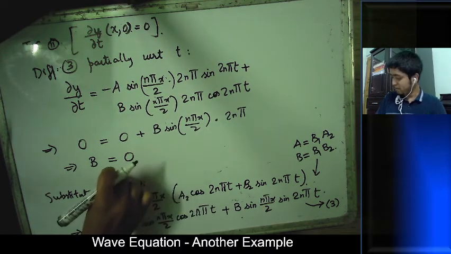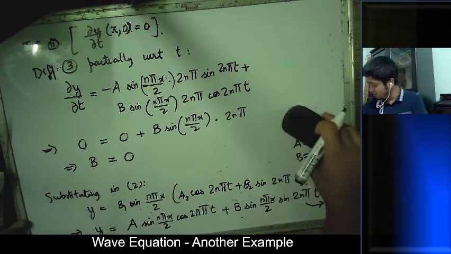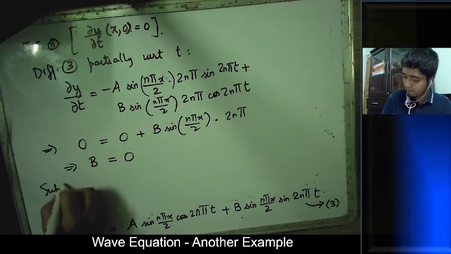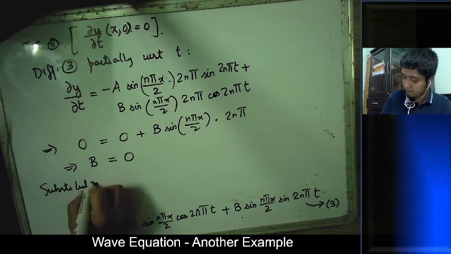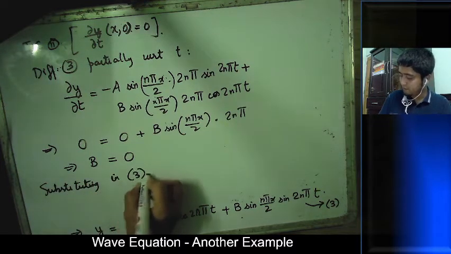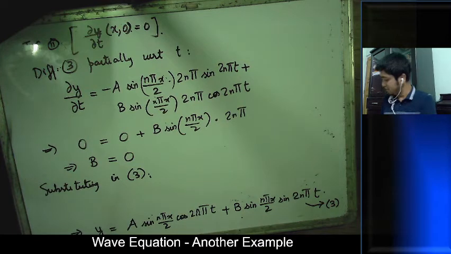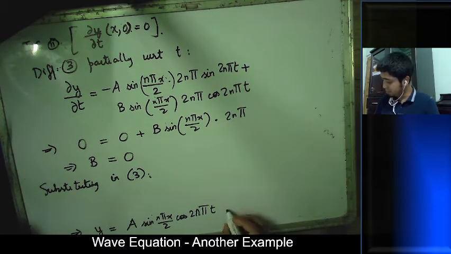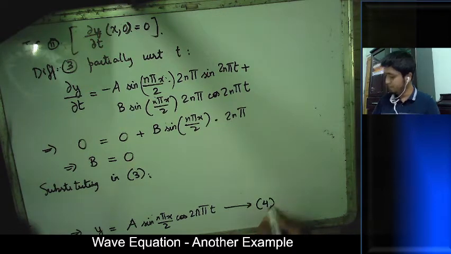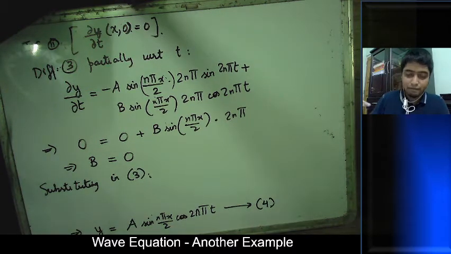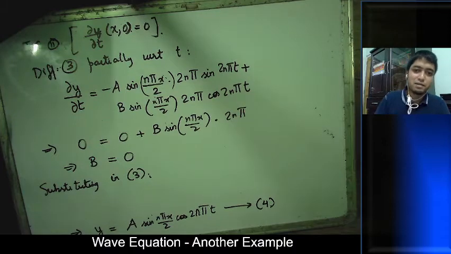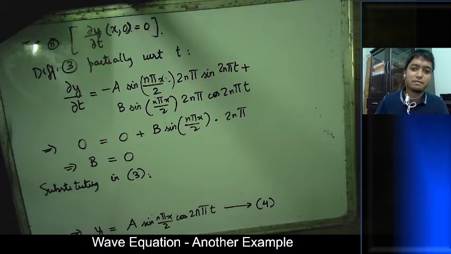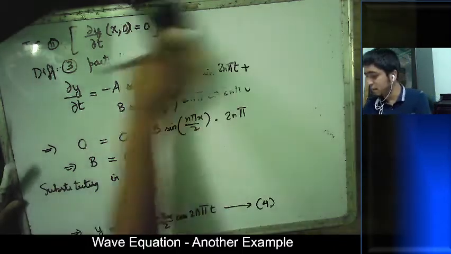So again we will substitute this one here, substituting in 3. If we substitute in 3, we'll be getting this, since the value of b is 0. I will name this one as equation 4. So we have finished using boundary condition 1 and boundary condition 2. We have also used the initial condition 2. Now all that is left is for us to use initial condition 1.